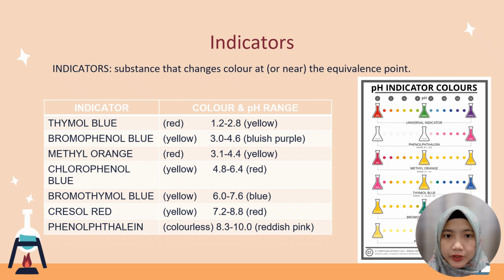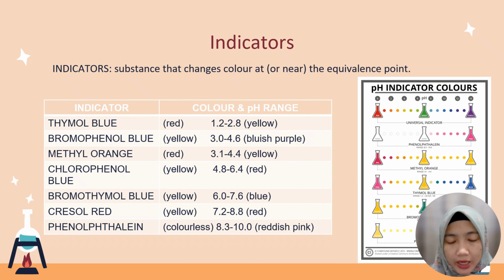The last part for this topic is about indicators. You already know that indicators are substances that will change color at or near the equivalence point. There are many types of indicators such as thymol blue, bromophenol blue, methyl orange, chlorophenol blue, bromothymol blue, cresol red, and phenolphthalein. These are the common indicators used in acid-base titration.